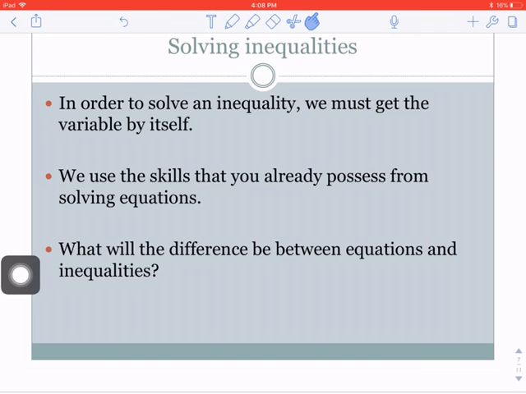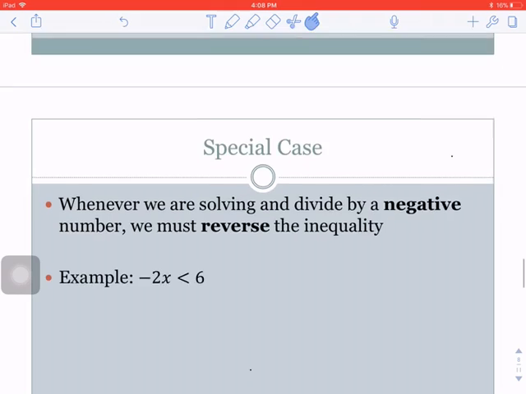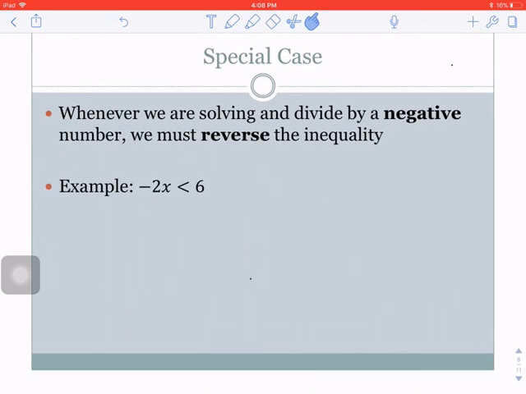What will be different between equations and inequalities is that there's going to be shading happening to the left or to the right. If it's less than or equal to, the point will be filled in, as opposed to just less than, where it won't be. Examples like that. So we're going to look at a specific situation where we have to be very careful. It's called a special case.